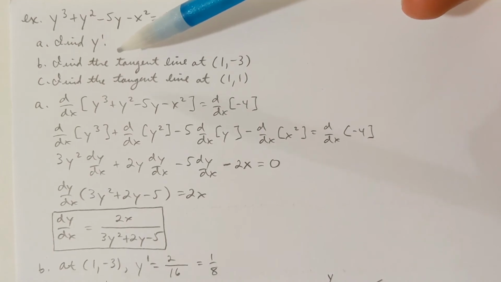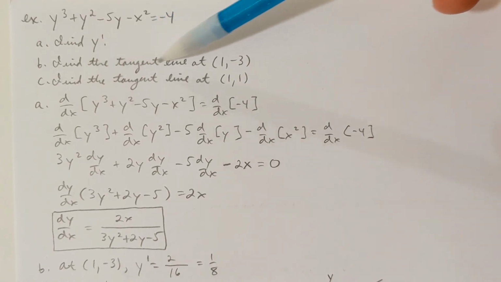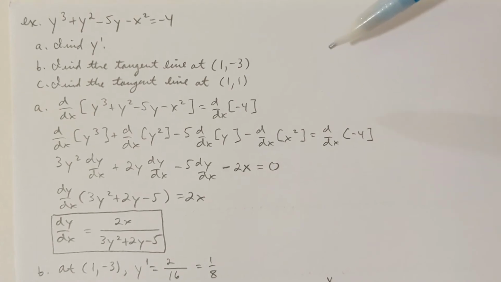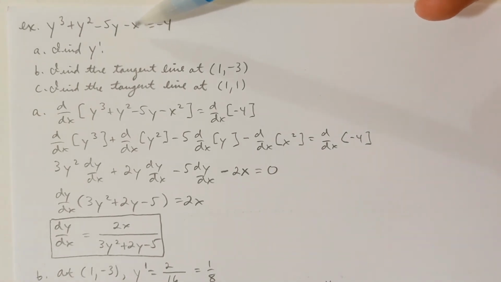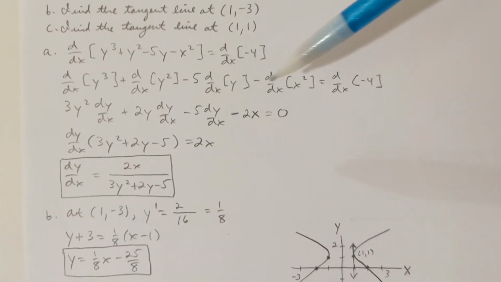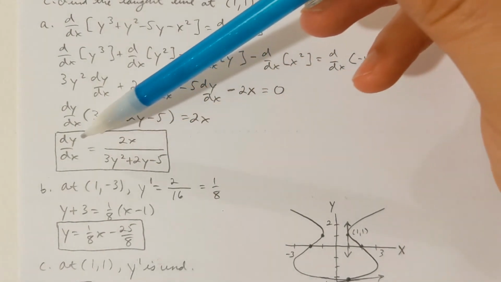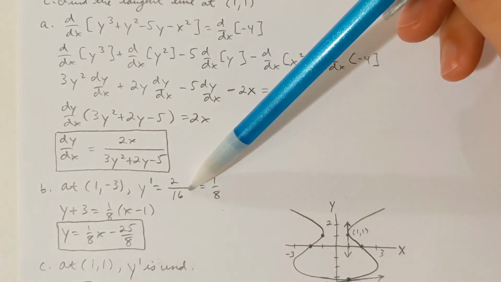Part B, find the tangent line at the point 1, negative 3. So if x is 1 and y is negative 3, that would be a point on this graph. You could check that by plugging in the numbers if you want. So I'm going to say at the point 1, negative 3, dy/dx would be what?